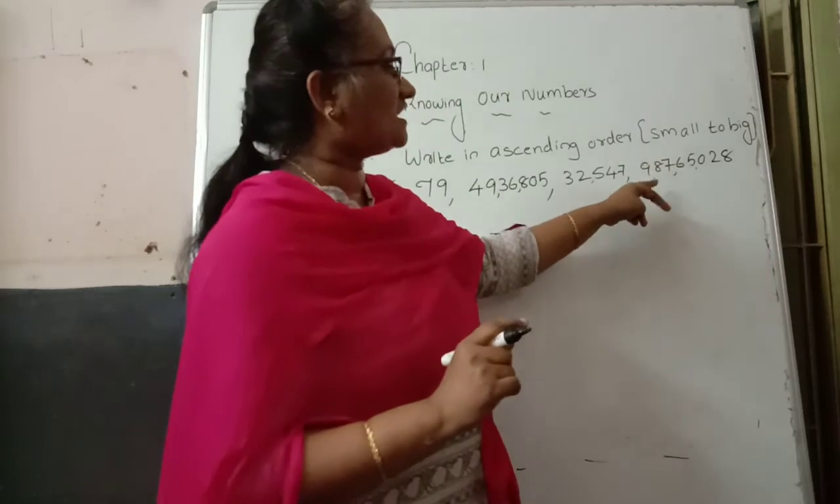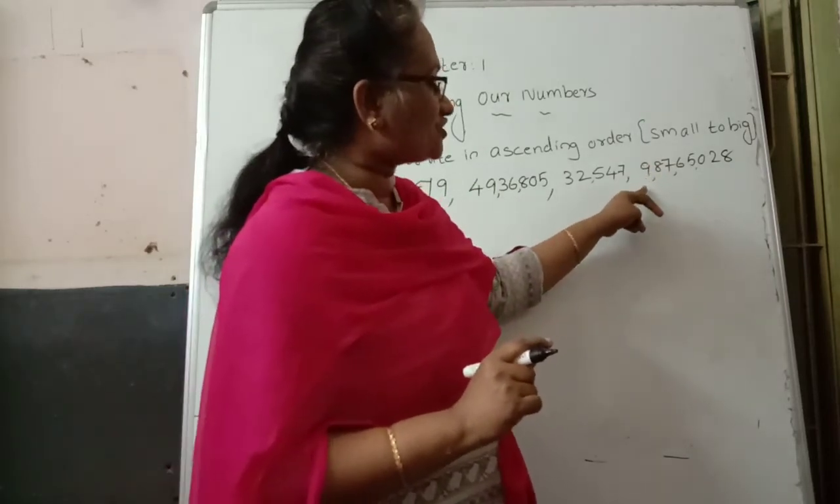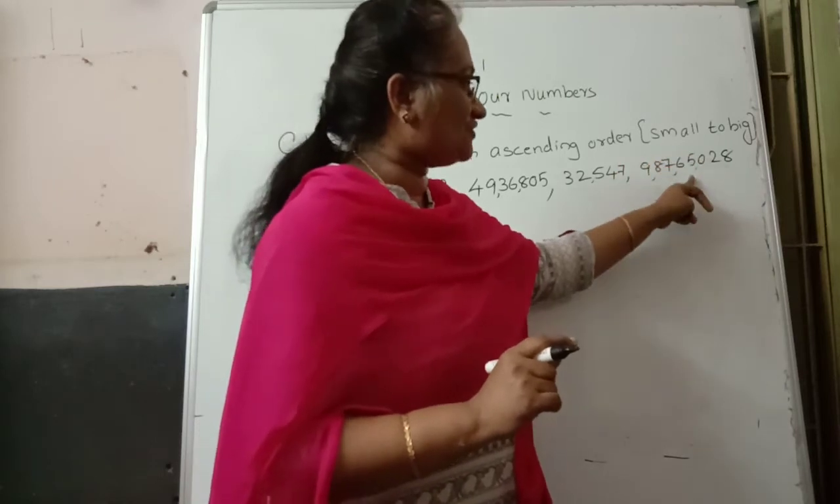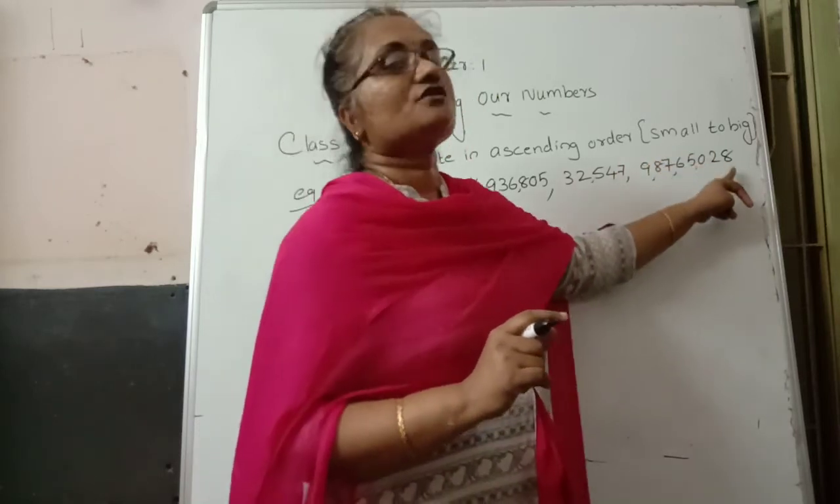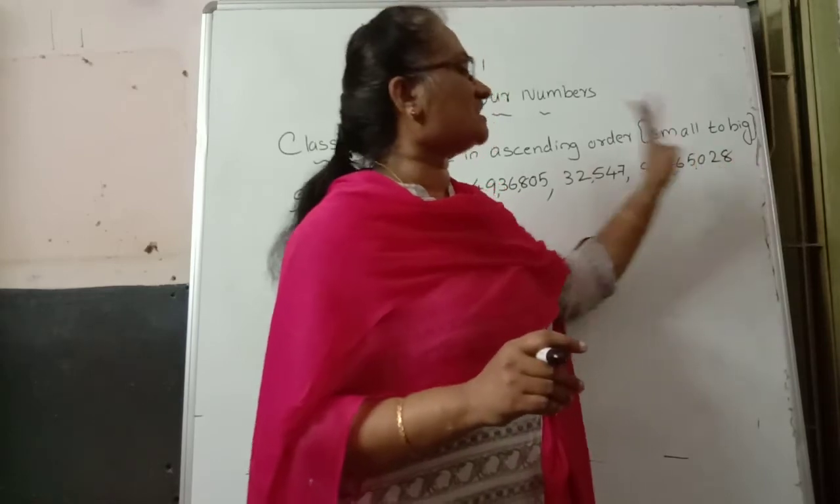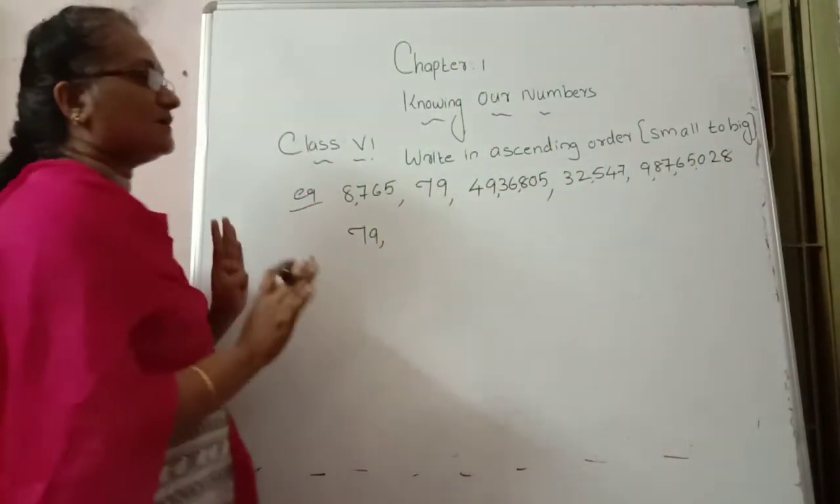So once again I read the number. How to read? 9 crore 87 lakh 65,000 and 28, the hundreds place being 0 only. So we read it as 28. In this way numbers are read.